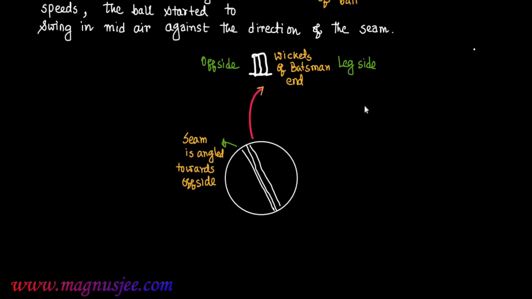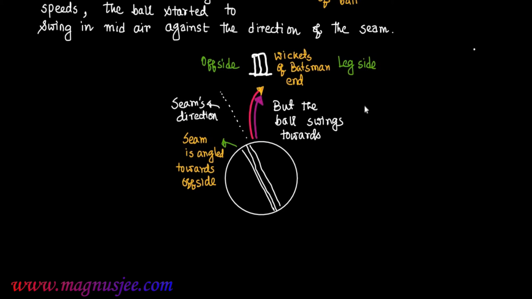And the ball will swing towards leg side, though the seam was pointing towards offside, and that is called reverse swing. Though the seam was pointing towards offside, the ball swings in the reverse way, towards leg side, opposite to the seam position. The rough side is placed towards leg side, and the shiny side is kept on the seam side.